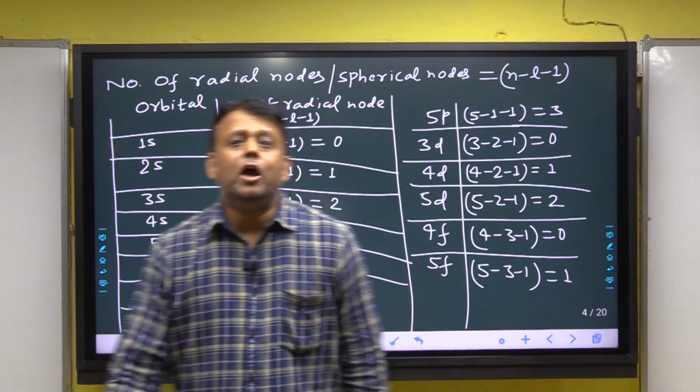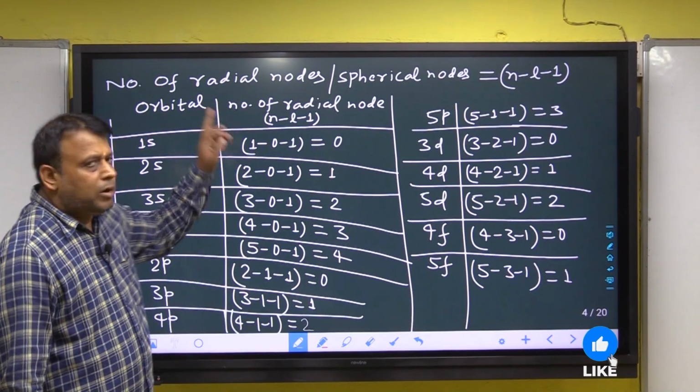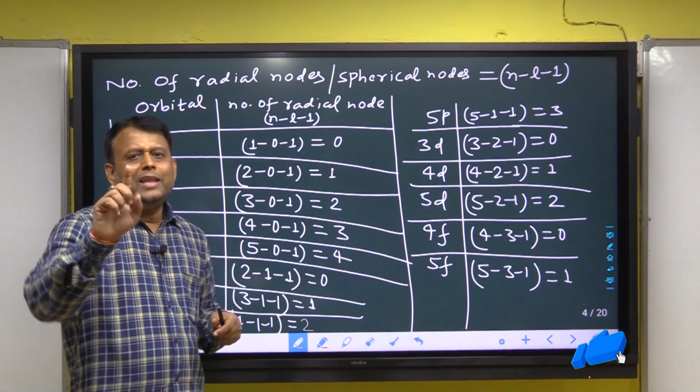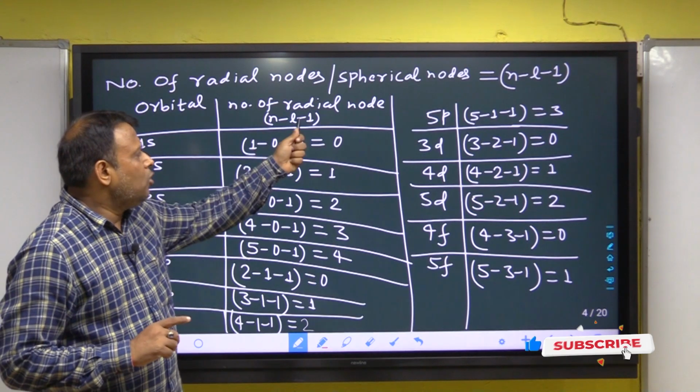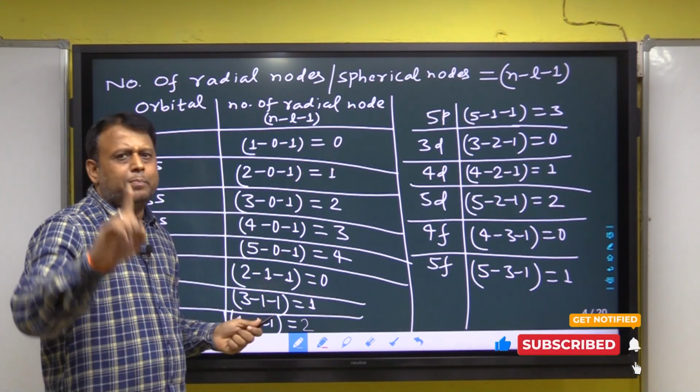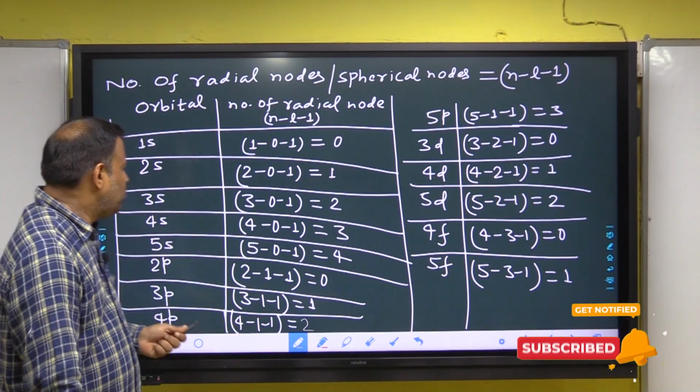Now, for the p orbital, listen, for p we know that L is equal to 1, and for radial nodes n minus L minus 1, and for any p, L is equal to 1.